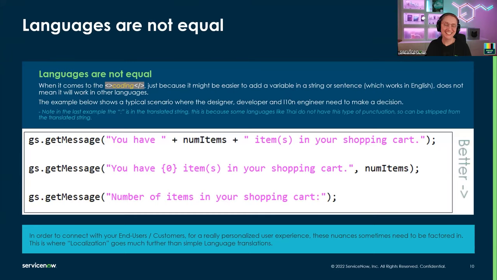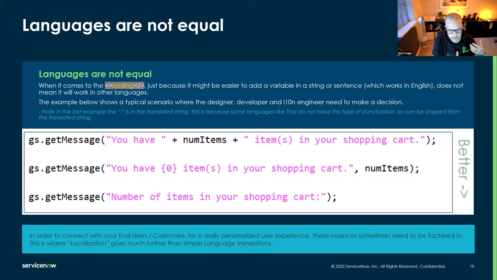So the thing here that we want to think about is whenever we're presenting text in the interface, let's take something like a scripted message, okay? This is an example of a concatenated string. And the first row that you see, you have number items in your shopping cart. Technically, yeah, that will work. There's nothing wrong with that from a technical perspective at all.